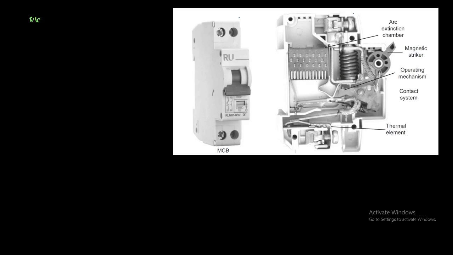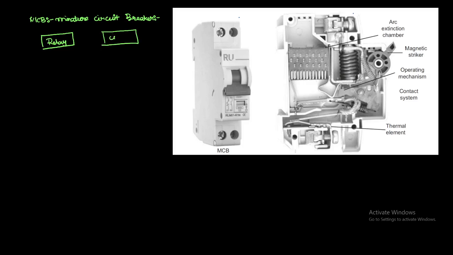First of all, what is the meaning of MCB? MCB means miniature circuit breaker. First of all, understand the meaning of the circuit breaker. From where will the circuit breaker get the sense? In the power system, there are two elements connected like this. One element will be a relay and one element will be a circuit breaker.